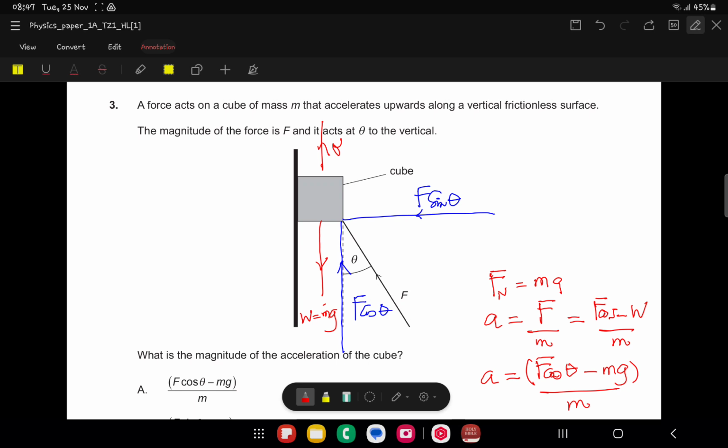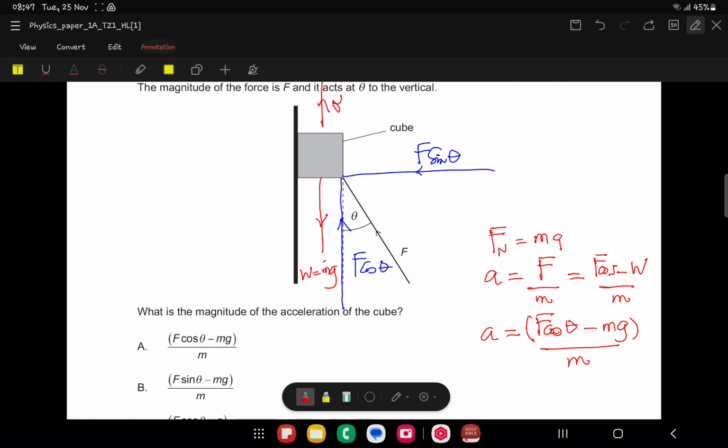So we write that the net force we need to accelerate the cube up is given as F is equal to ma. So acceleration there is given as force over mass, and the force we have there is our net force. So that our net force is F cos theta minus weight, divided by the mass. So when we simplify, we get a is equal to F cos theta minus mg, divided by m.